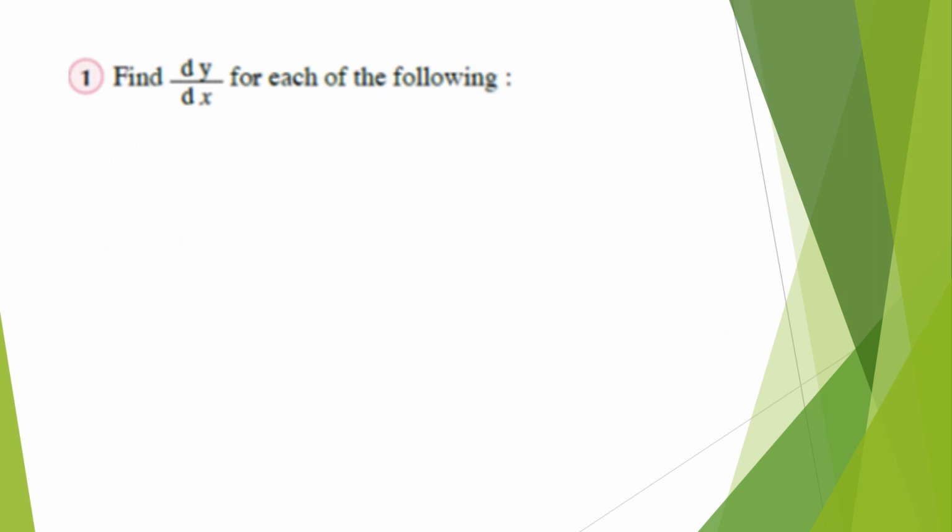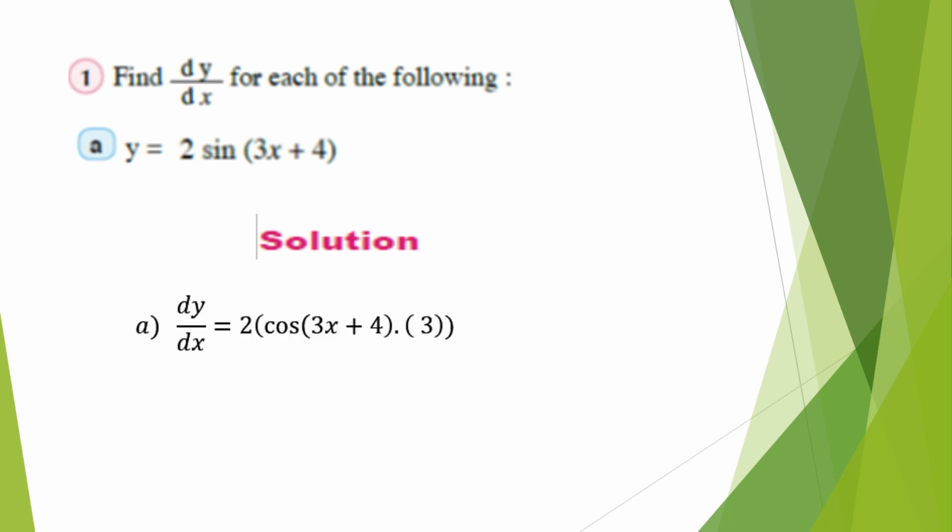Now we are going to solve some examples. The first example, find dy by dx for each of the following. A, y equal 2 sine 3x plus 4. This function is in the form of a constant multiplied by the sine function. So for its first derivative, let 2 as it is, and differentiate sine 3x plus 4. Putting 3x plus 4 equal u, the derivative of sine u equal cosine u, so the derivative of sine 3x plus 4 equal cosine 3x plus 4 multiplied by du by dx, which is 3. Now we can multiply 3 by 2 equal 6 cosine 3x plus 4.